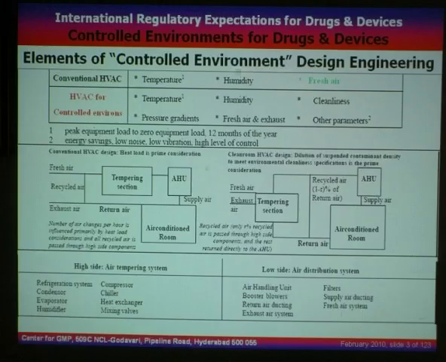In the high side, the air tempering system, you have the refrigeration system itself, the condensers, the evaporators, humidifiers, compressors, chillers, heat exchangers, and the mixing valves. On the low side, you have the air handling unit, the booster blowers, the return air ducting, the exhaust air system, the filtration system, the supply air ducting, and the fresh air system.